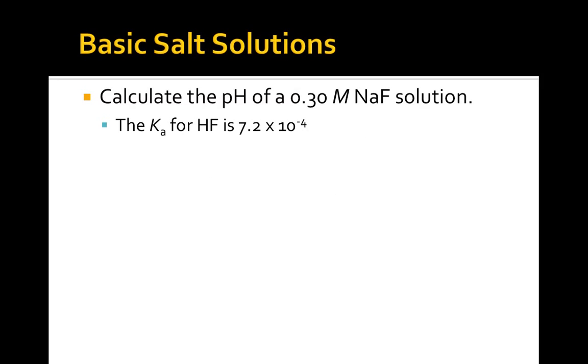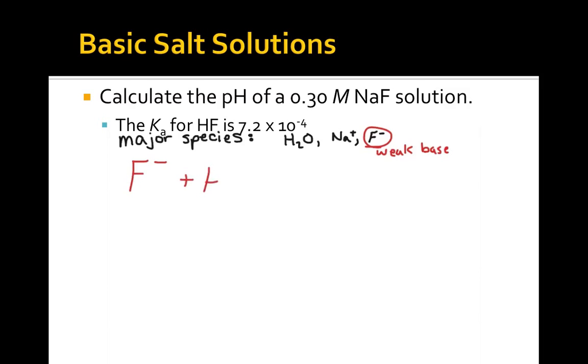Let's apply what we've learned to another straightforward acid-base equilibrium problem. What is the pH of a 0.30 molar sodium fluoride solution? The Ka for hydrofluoric acid is 7.2 times 10 to the negative fourth. Of course, we'll take a moment to consider the major species in solution. We have water, sodium ion, and fluoride ion. Only the fluoride ion will have a significant impact on the hydrogen ion concentration for this solution, because, as the conjugate base of a weak acid, it is itself a weak base, that is, a proton acceptor. The fluoride ion will react with water and come to equilibrium with hydrofluoric acid molecules and hydroxide ions.